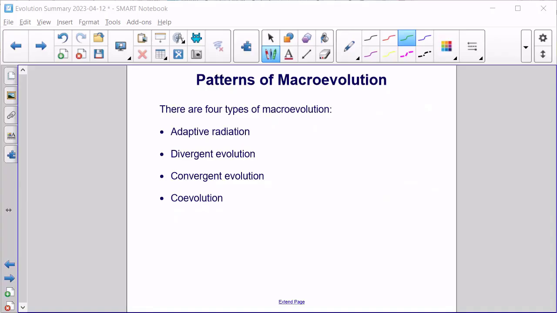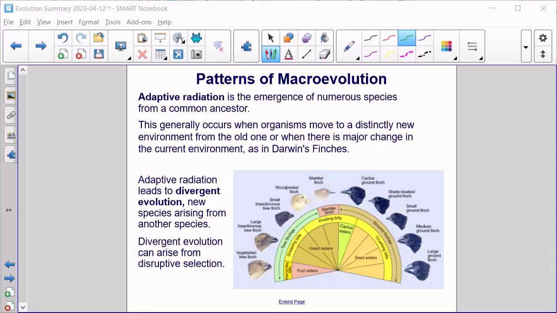Patterns of macroevolution. There are 4 types of macroevolution: adaptive radiation, divergent evolution, convergent evolution, and coevolution. Adaptive radiation is the emergence of numerous species from a common ancestor. This generally occurs when organisms move to a distinctly new environment from the old one, or when there is a major change in the current environment, as in Darwin's finches. Adaptive radiation leads to divergent evolution, new species arising from another species. Divergent evolution can arise from disruptive selection.